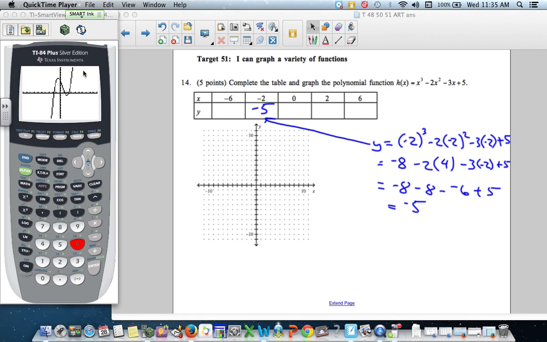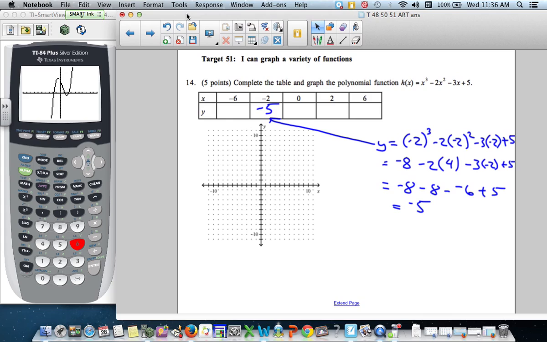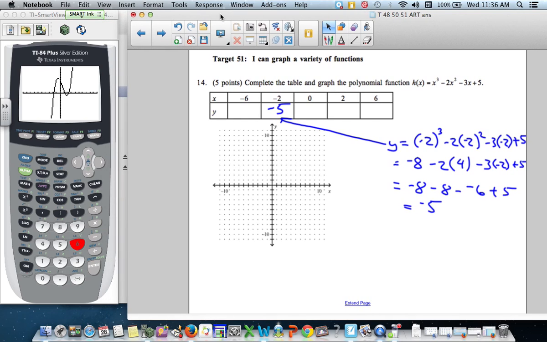All right, so here's the answers for how you do target 51 on the ART, which is graphing a variety of functions. And for each one, what you're going to want to do is make a table of values by picking some x values, plugging them into the equation, and getting the corresponding y values. And then you plot the points to fit the curve. So I already kind of showed you how to do that here for -2. The table's already set for you.